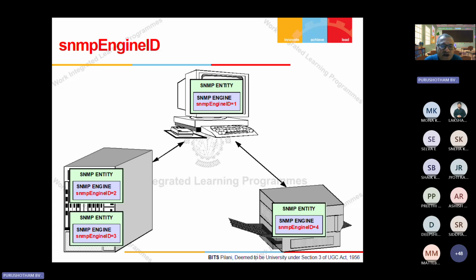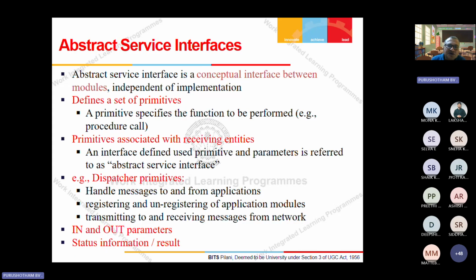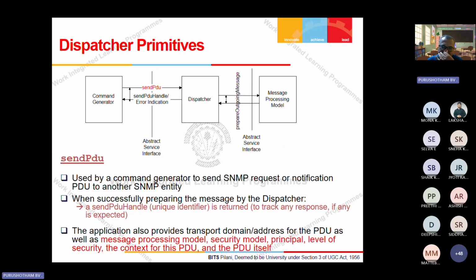So the SNMP entity will have this entire thing, entity 1, 2, 3, like that. The abstract service interface is a conceptual interface between the modules, which defines a set of primitives associated with the receiving entities and dispatcher entities, with both the incoming and outgoing parameters, and status information or the result will be part of it.